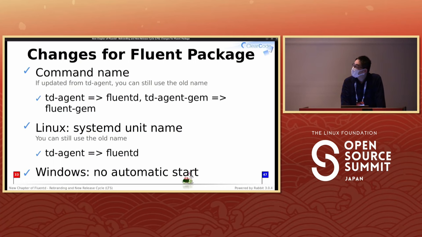These points were covered in the previous section, but let me explain again. If updated from td-agent version 4, the command name was changed to fluentd or fluent-gem, but you can still use the old command names. And the name of the systemd unit file was also changed to fluentd, but you can still use td-agent as systemd's alias. On Windows, the Fluentd service doesn't start automatically.